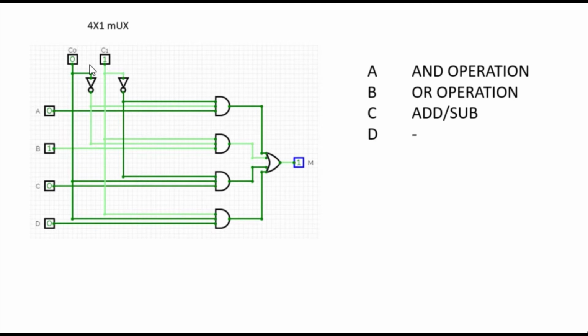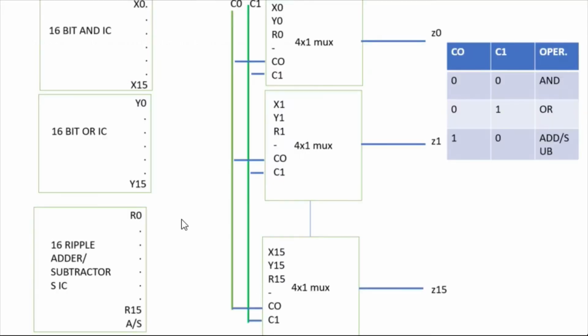When C0, C1 is 1, 1, it will select A. When C0, C1 is 0, 1, it will select B. When C0, C1 is 1, 0, it will select C. 1, 1 is no case, okay, because we are keeping D as 0. Yeah, this is the block diagram representation of the ALU design.